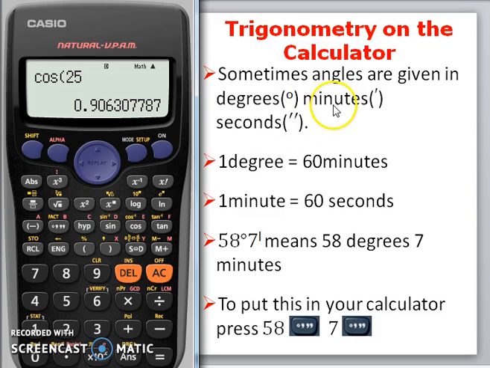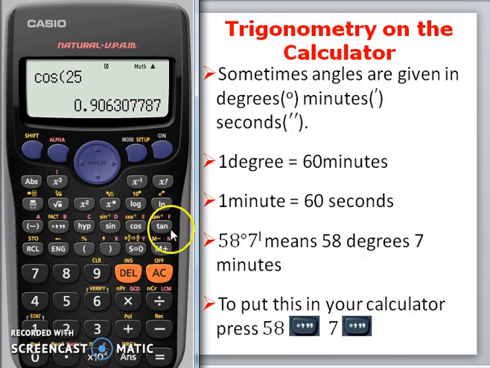Then, on the calculator, sometimes the angles are given in degrees, which we put a little degree symbol next to the number, and sometimes minutes, and sometimes seconds. So we have a dash for minute and 2 dashes for seconds. Basically, 1 degree is made up of 60 minutes, and 1 minute is made up of 60 seconds. So if I've got an angle that's 58 degrees and 7 minutes, it can be written in this smaller form. So the degrees symbol for degrees and the dash for minutes.